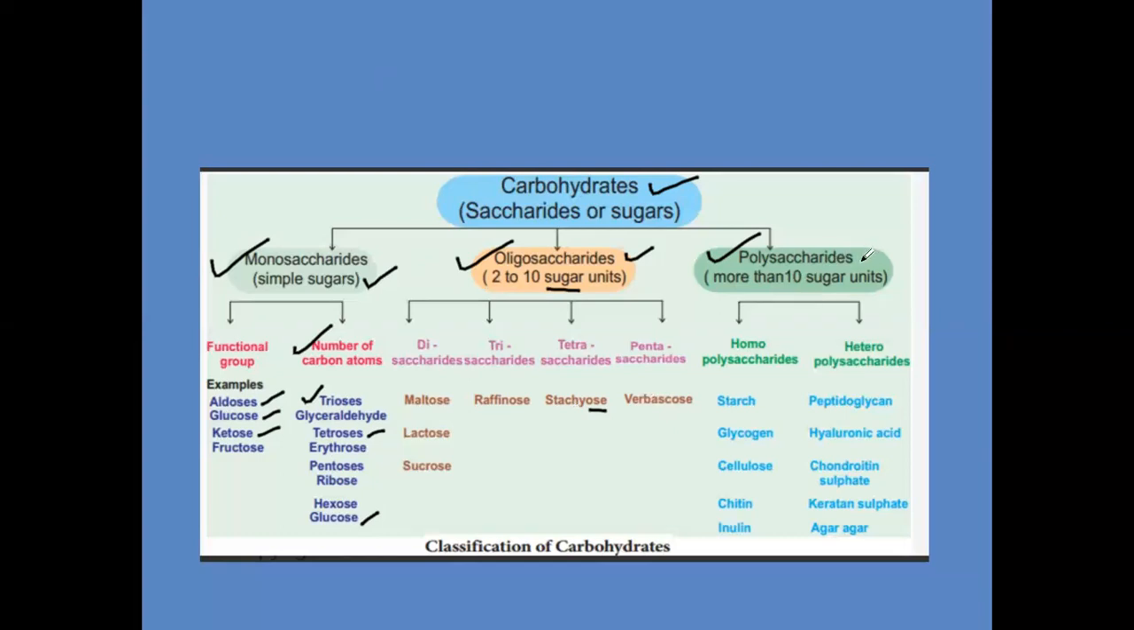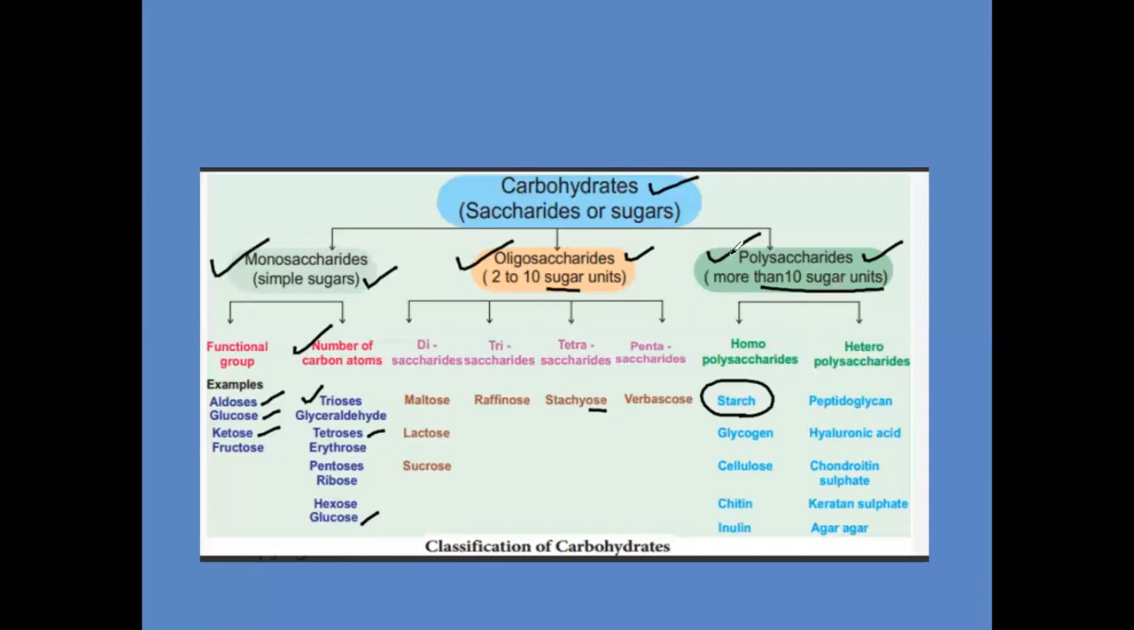Next, the third type of carbohydrates are what? Polysaccharides. So these polysaccharides contain more than 10 sugar units. More than 10 sugar units will be present in polysaccharides. Here we can say that if you hydrolyze a polysaccharide molecule, if you take the example starch, when the starch molecule is hydrolyzed, it will give more than 10 sugar units.